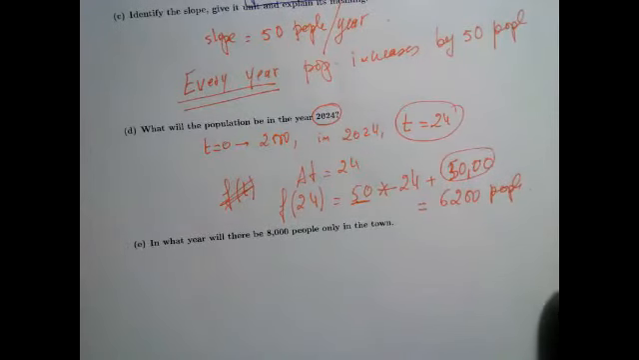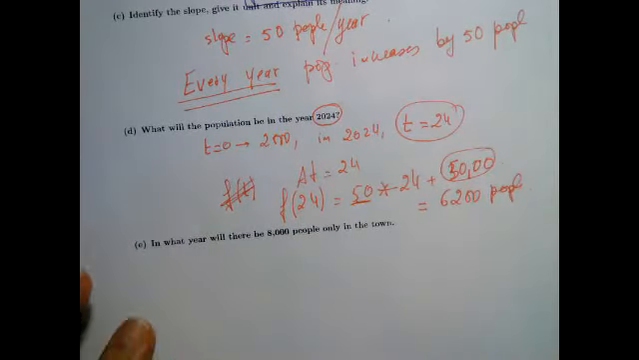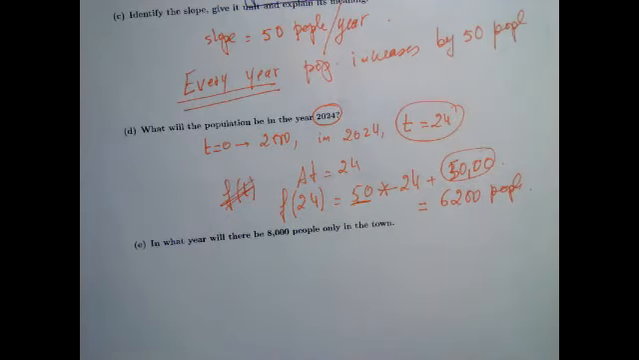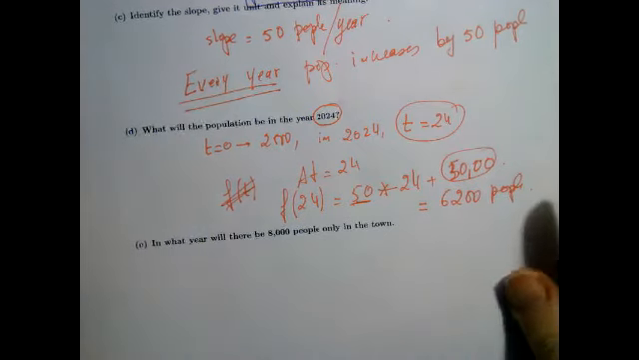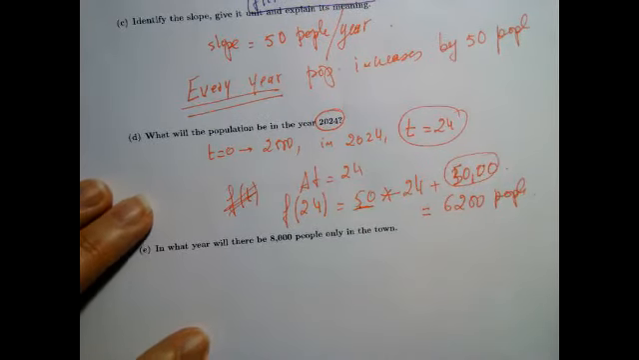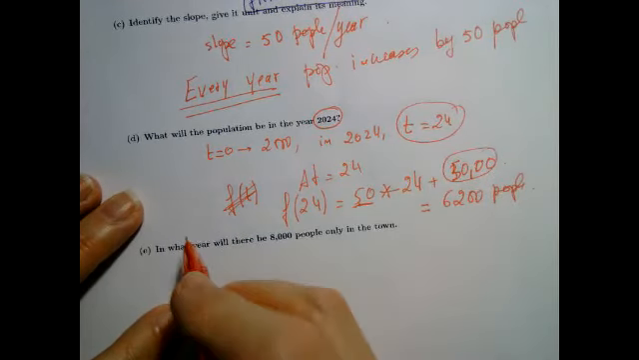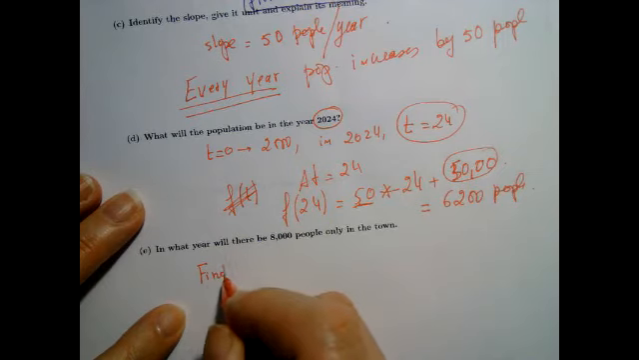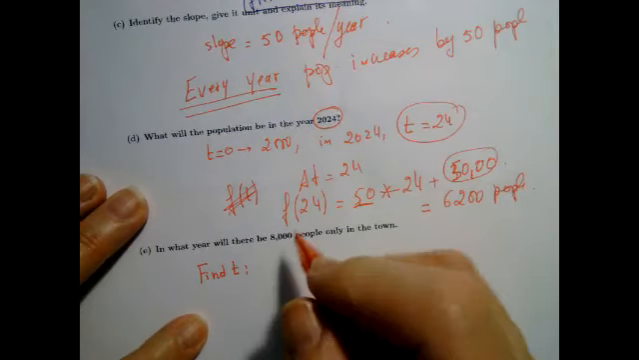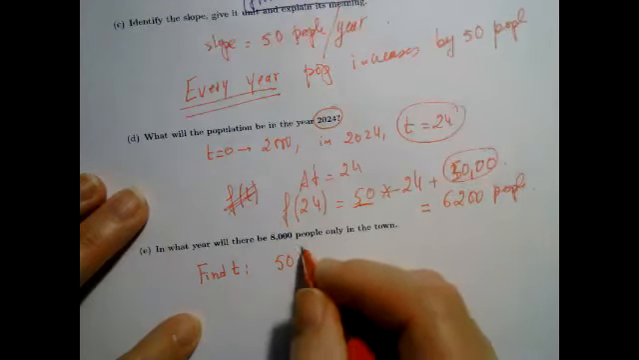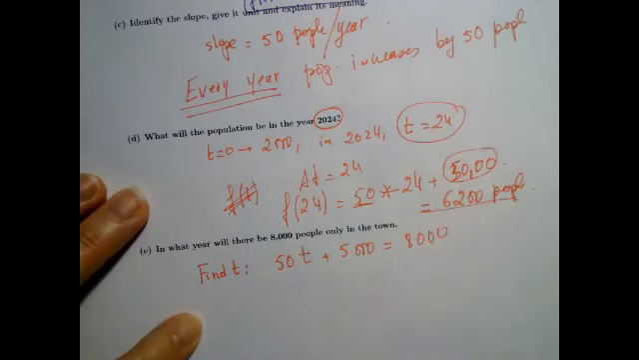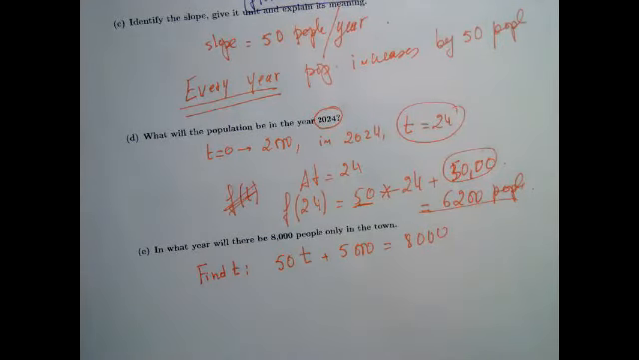E, in what year will there be 8,000 people in the town? What am I asking you about now? Would you subtract 5,000 people from 8,000? Yes, you're right. But what are you setting up? Which equation are you setting up to do that? 8,000 is equal to 50t plus 5,000. Right. So we need to find t such that the formula that's governing the population, 50t plus 5,000, equals 8,000.